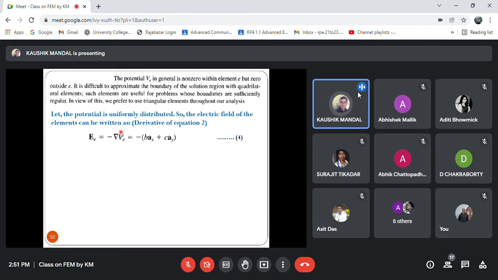Now, considering the triangular shaped element, we have already approximated the potential of a triangular element by the equation VE of xy equal to a plus bx plus cy. In that equation, if you apply the derivative, that is, if you apply the derivative to equation 2, then the electric field will be minus of b ax plus c ay, where ax and ay are the unit vectors along the corresponding x and y axes.